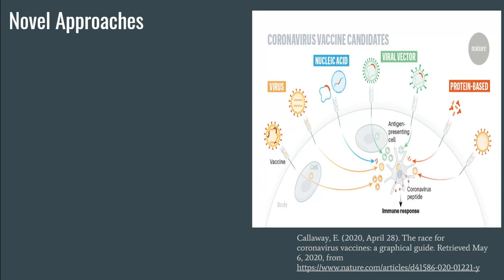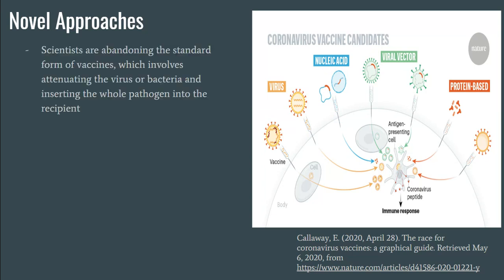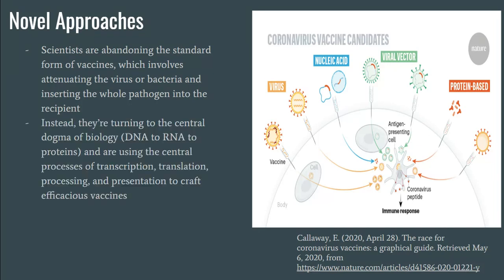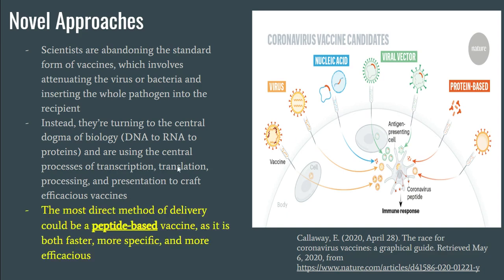In this race for a vaccine, researchers are going away from the traditional vaccine, which gives the recipient a whole pathogen minus the pathogenic portions, and are going towards nucleic acid and peptide-based vaccines, as seen here. I decided to focus on peptide-based vaccines because they skip the sometimes lengthy transcription and translation processes and are therefore faster.